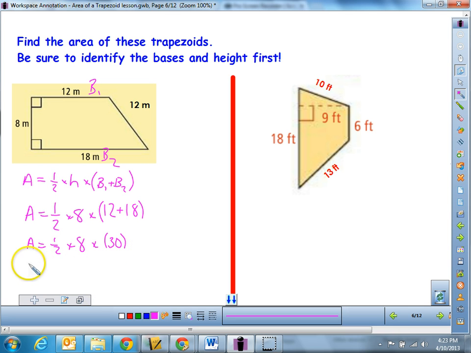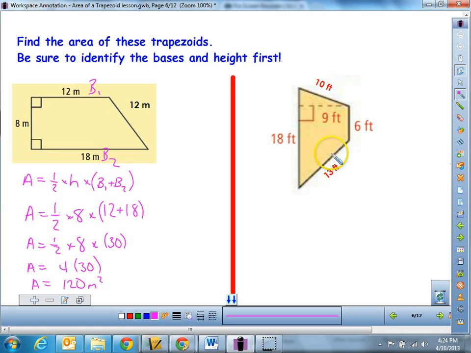So now let's do our multiplication left to right. What's 1/2 times 8? 1/2 of 8 is 4. So we have 4 times 30. And then when I take 4 times 30, I get 120. What's my unit? Meters squared. So the area of this trapezoid is 120 meters squared.